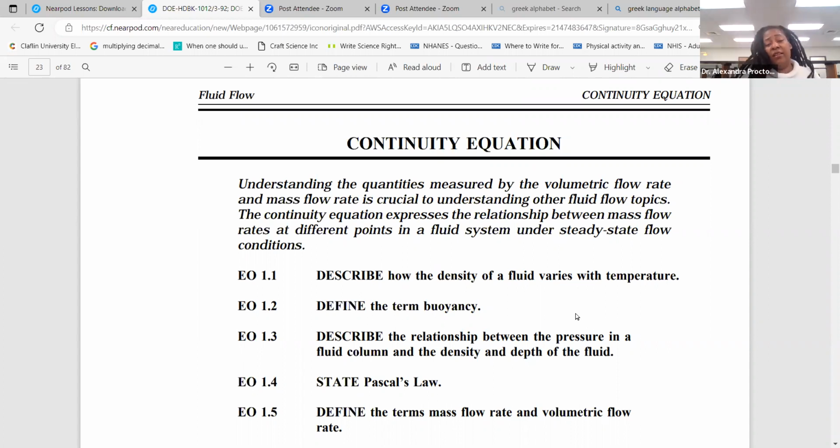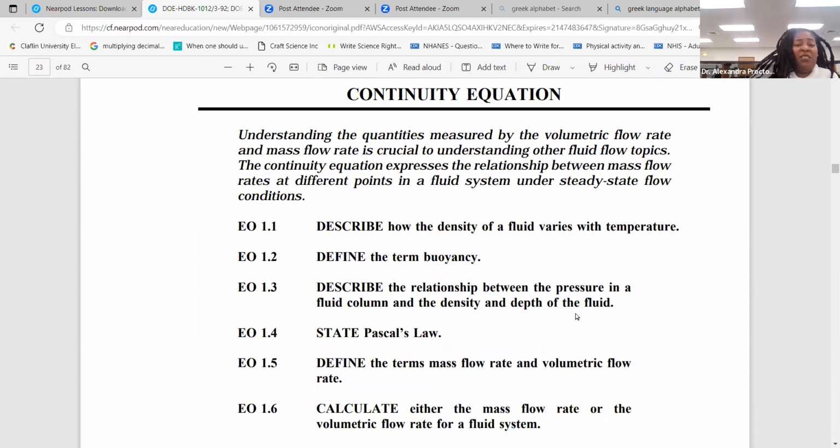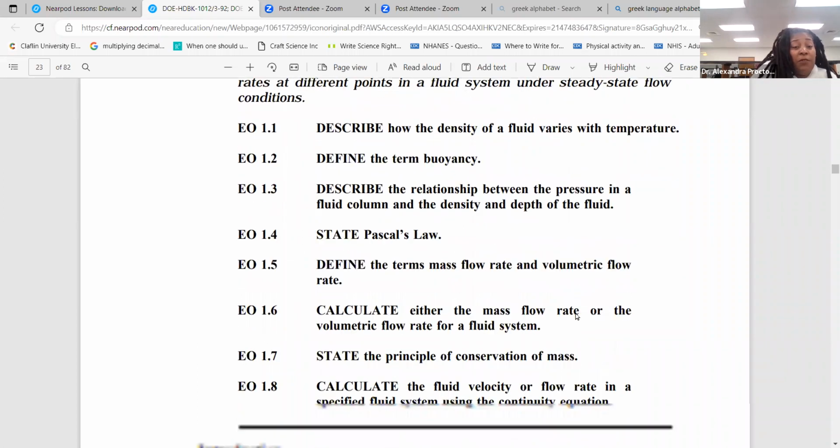And so the enabling objectives for this particular chapter are to describe how density of a fluid varies with temperature, define buoyancy, describe the relationship between pressure in a fluid column and density and depth of the fluid, state Pascal's law, define the terms mass flow rate and volumetric flow rate, and then calculate either the mass flow rate or the volumetric flow rate in a fluid system.